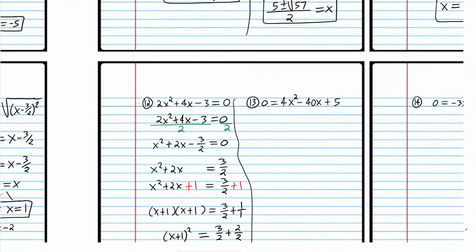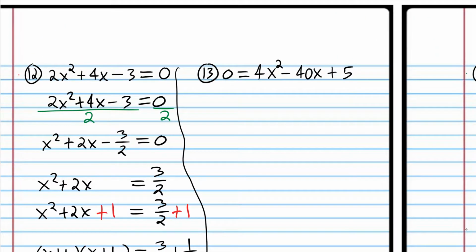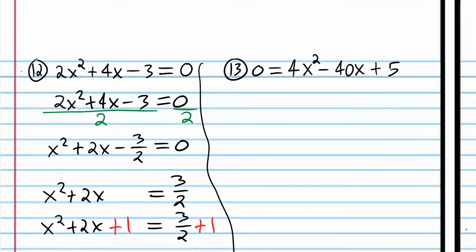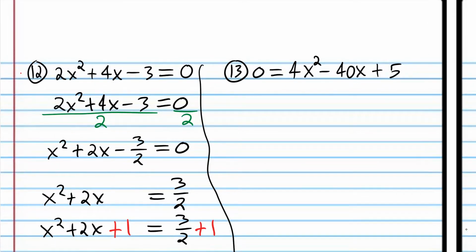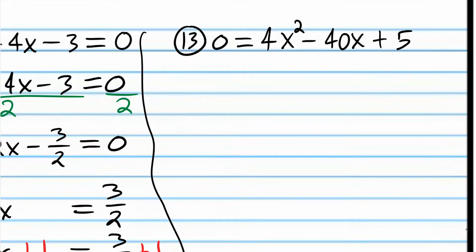So again, what's different about these problems is that we have a coefficient on the x squared term. We have to get rid of that. You cannot complete the square. That's one of the most important points today. You cannot complete the square if you have that coefficient there. So we're going to have to divide both sides of the equation by 4 to get rid of that coefficient of the x squared term.